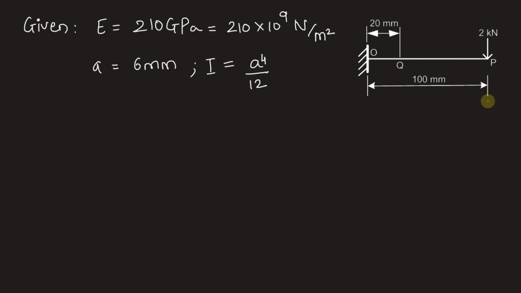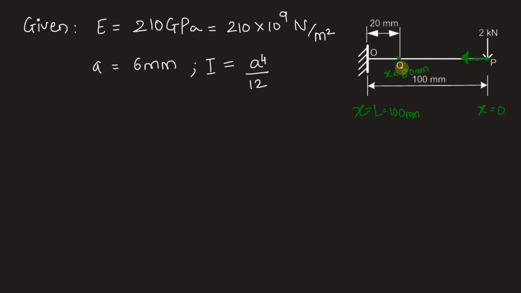Now let's take point P as the origin. So at point P, distance x will be equal to 0, and then towards the fixed end, x is going to increase. We can say that at O, x is equal to 100 mm. Let that be L, that is 100 mm. And at Q, this value of x is 80 mm, because this is 20 mm, so from P the distance is 80 mm.